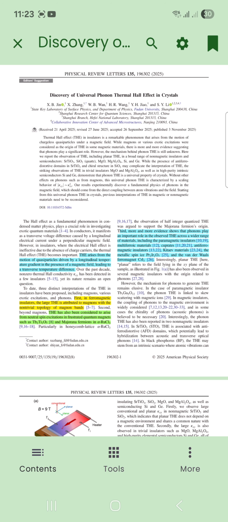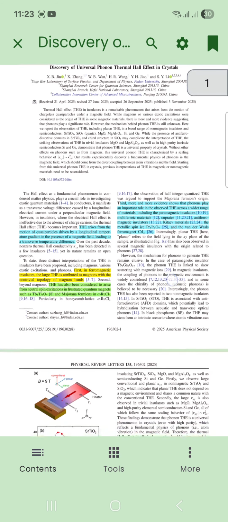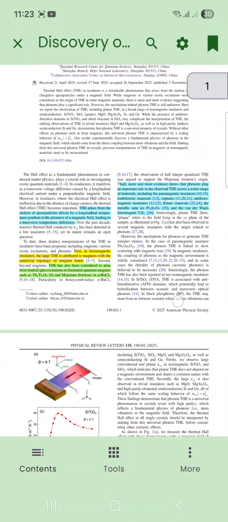(2025) and the team is from Fudan University, Shanghai, China. So they went looking for the thermal Hall effect in a bunch of common non-magnetic materials where one would really not expect to see this kind of phenomenon.